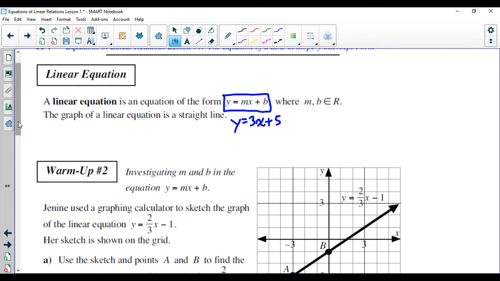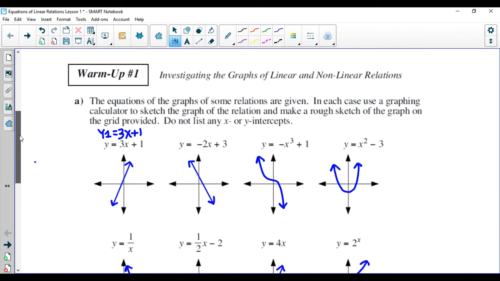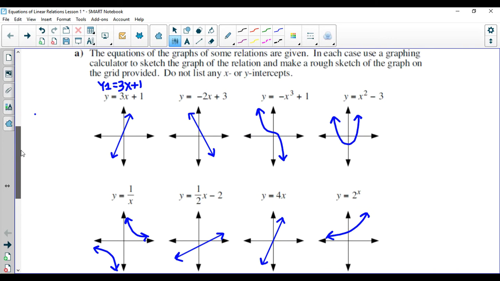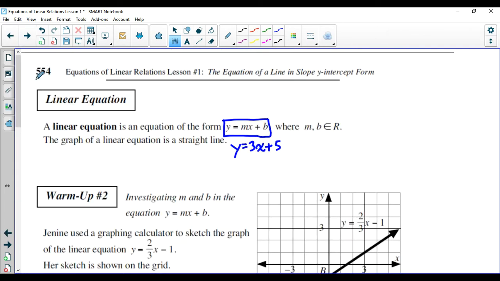And you can see it on the previous page here. They did all fall into that mx plus b format. So you have 3x plus 1, negative 2x plus 3, 1/2 x minus 2, and 4x. They all fall into that format.